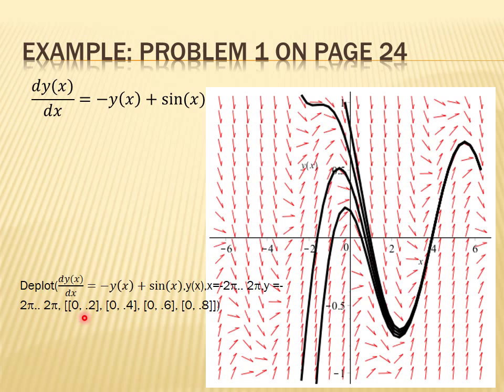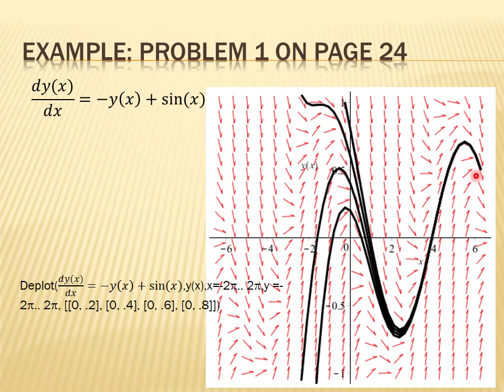So the first initial condition is x equals 0, y equals 0.2, and x equals 0, y equals 0.4, and x equals 0, y equals 0.6, and x equals 0, y equals 0.8, it's right there. And then you can follow this, and you can see how all these solutions come together and eventually look like they're merging into the same solution. Looks like it's sinusoidal in nature.